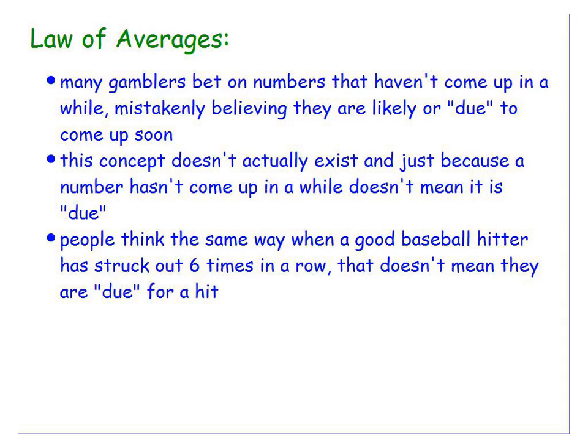So many people think the same way when, for instance, a good baseball hitter has, say, struck out 6 times in a row. That doesn't mean that they're due for a hit. It'd be nice, but it doesn't mean that they are due. So just because, for instance, you get 7 heads in a row on a coin doesn't mean that a tail is automatically due up soon.